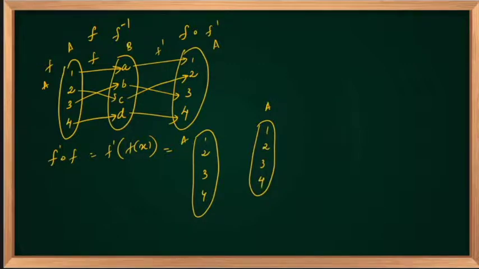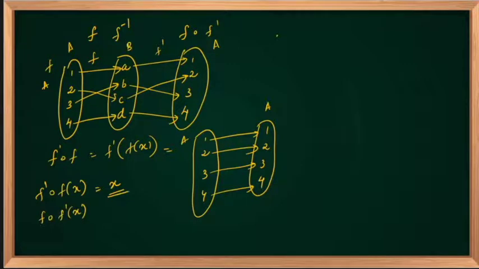If you see, 1 is getting mapped to 1, 2 is getting mapped to 2, 3 is getting mapped to 3, and 4 is getting mapped to 4. So what we know is f inverse composition f of x will be equal to x. Okay, fair. Similarly, if you compute f composition f inverse of x, again you will be getting, so let's see what it will be.